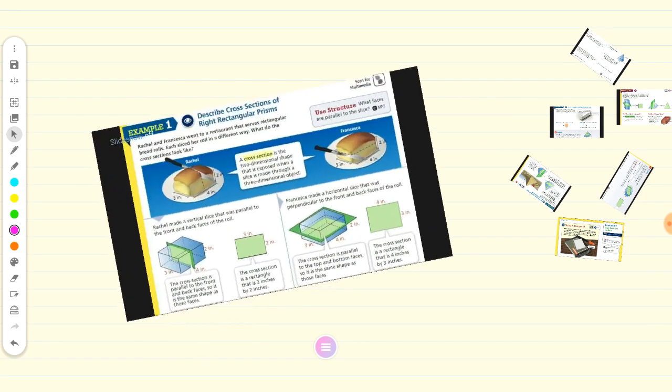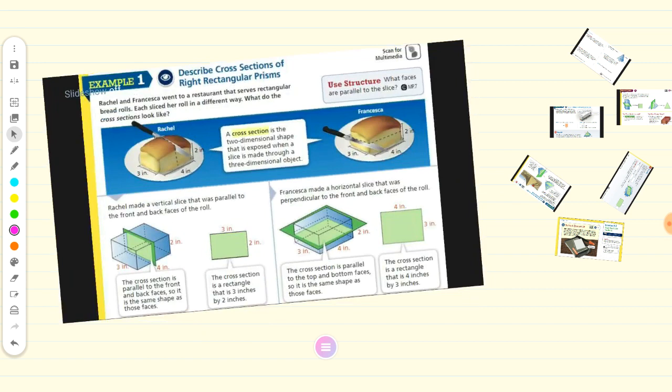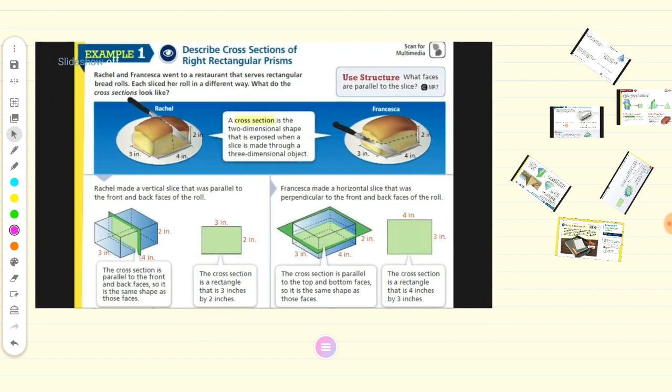As a first example here, Rachel and Francesca went to a restaurant that serves rectangular bread rolls. This bread, we call it a rectangular bread roll. Each sliced her roll in a different way. What do the cross-sections look like? One of them, Rachel, divided it vertically. So when I divide it in a vertical way, I can find a rectangle.